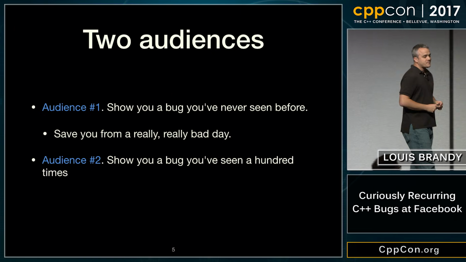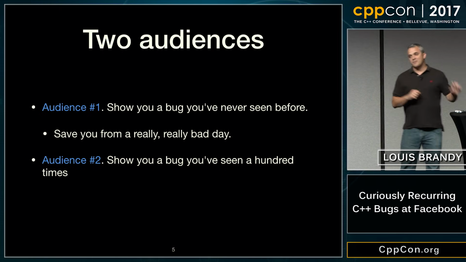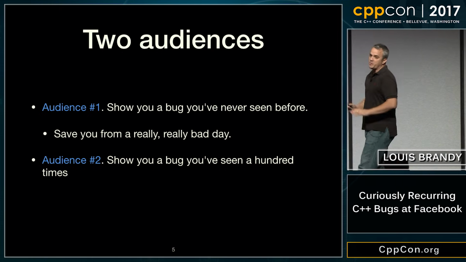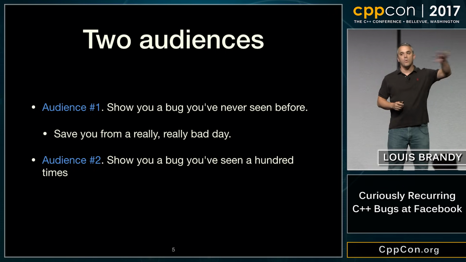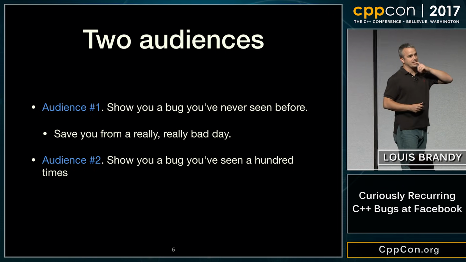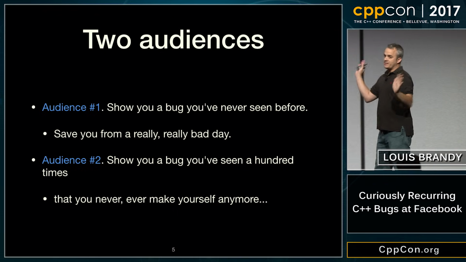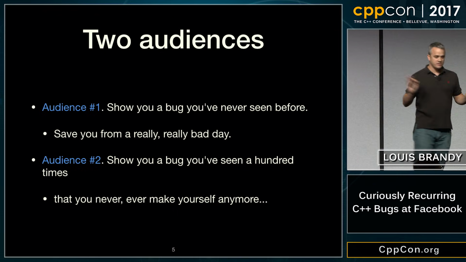Audience number two: I'm going to show you a bug you've seen 100 times. Almost always you see other people making it. You're the one in the code review saying, whoa, there's something you don't understand here. And of course, if you're audience number two and you're an expert, you never make these mistakes yourself. Never. It's never happened.